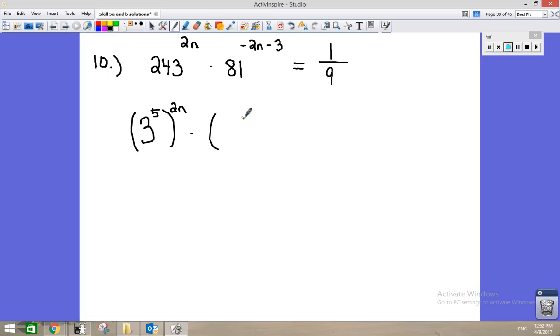We can rewrite our 81 as 3 to the 4th power. And I can rewrite 9 as 3 squared. So a power to a power, we multiply the exponents. I distribute the 4 to both terms.